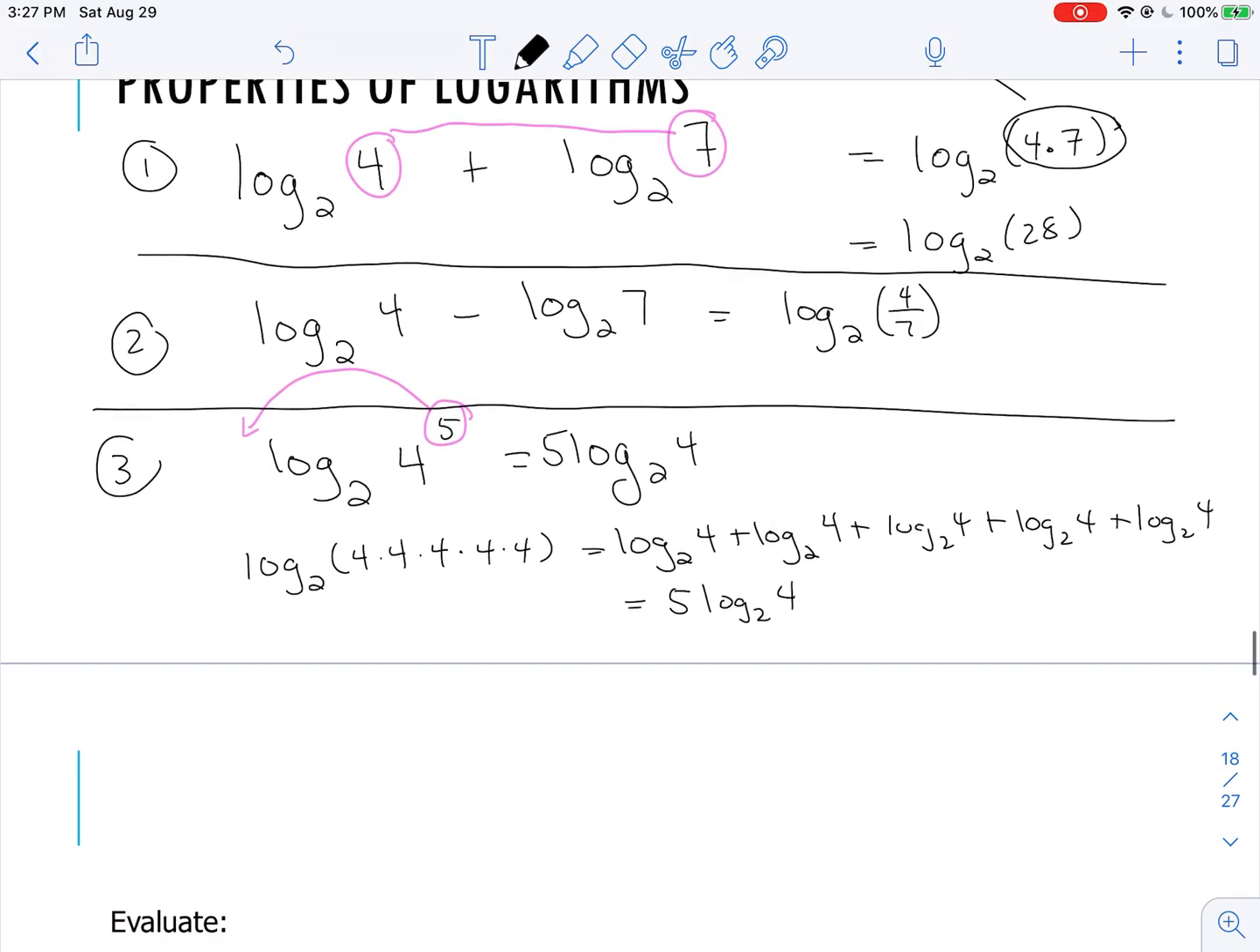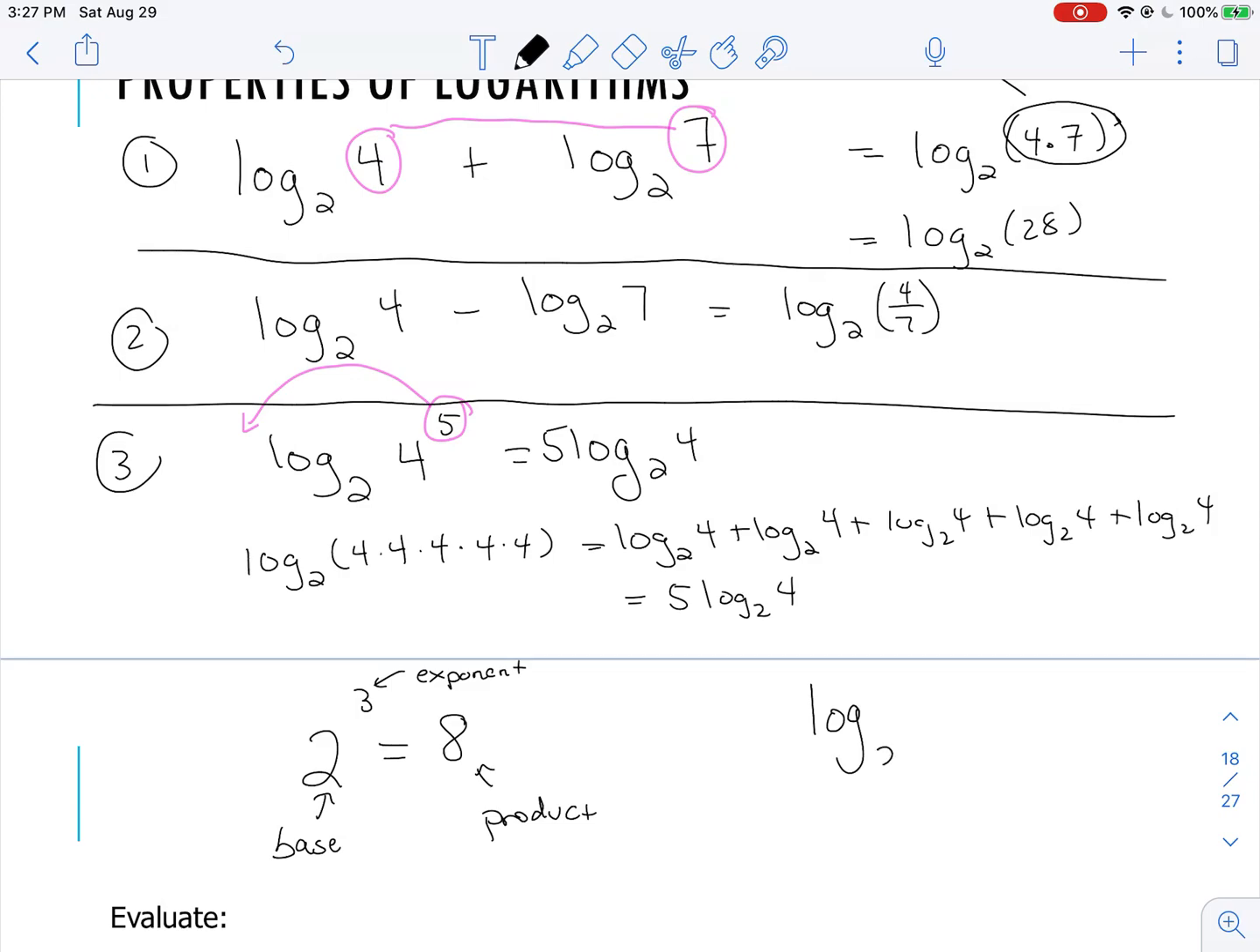Some other things that you probably want to remember about logs is how to evaluate them, so how to switch between logarithmic form and exponential form. So if we had 2 to the 3rd equals 8, we call 2 the base, we call 3 the exponent, and we call 8 the product. If I want to put this into logarithmic form, it would be log of the base, so log base 2, and then it's of the product, so of 8. And logs always equal what the exponent is. So that's going to equal 3. So log base 2 of 8 is equal to 3.